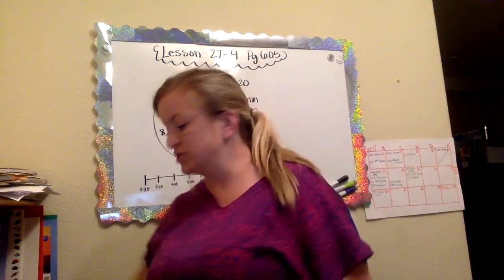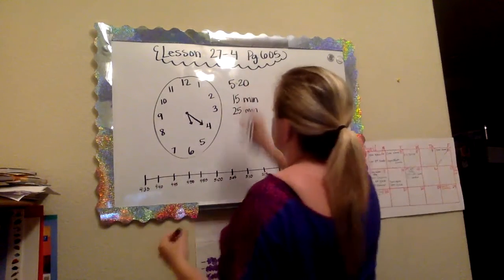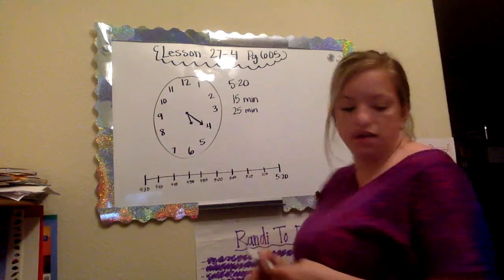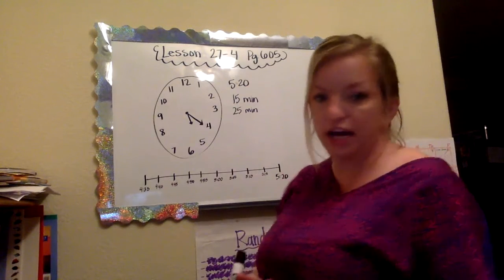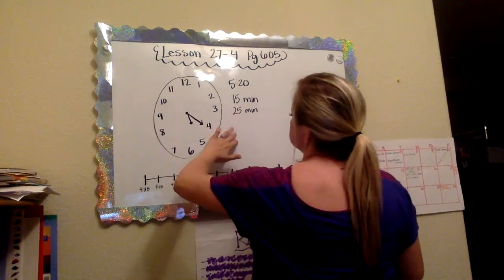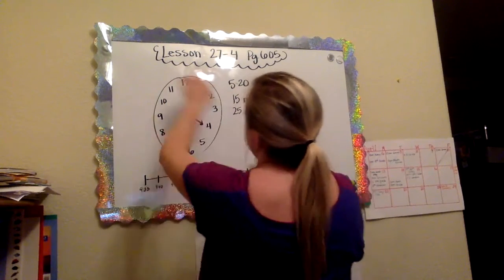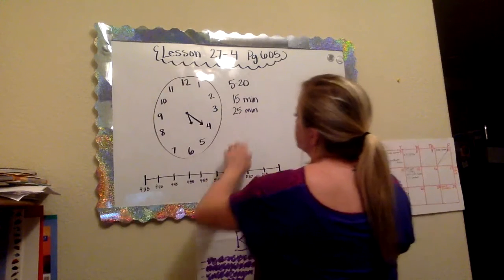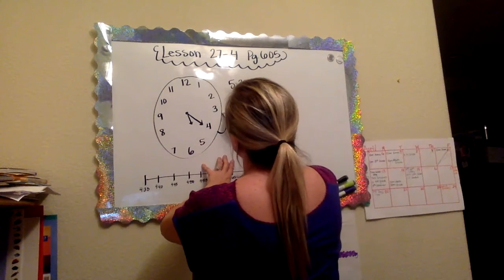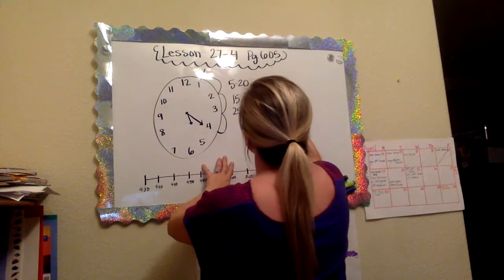So again, I just pulled out the important pieces that I know, and it's very similar to finding the end time. So I know he has to leave at 5:20. It takes 15 minutes of drive time, and then it takes 25 minutes for him to do his chores. So since I'm finding the start time, I need to go backwards.